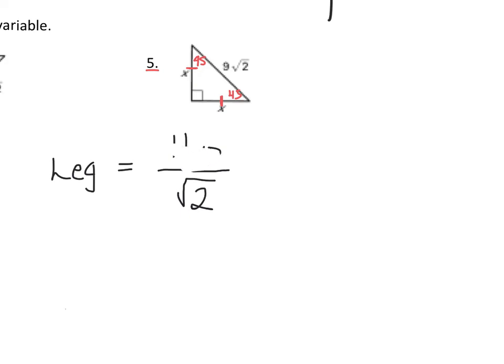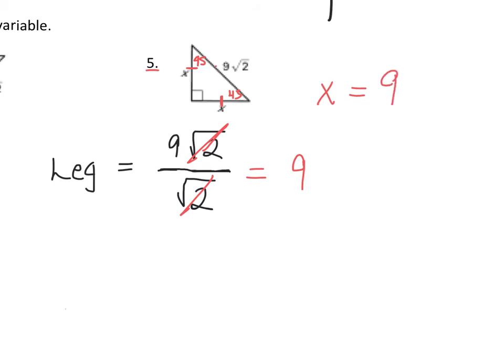Alright, so in this case, I'm given my hypotenuse. I know that it is 9 radical 2. Now, since we have a radical 2 in both the numerator and denominator, I can cancel those two out, and I'm just left with 9. So in this case, I know x equals 9. Both my legs have a length of 9.